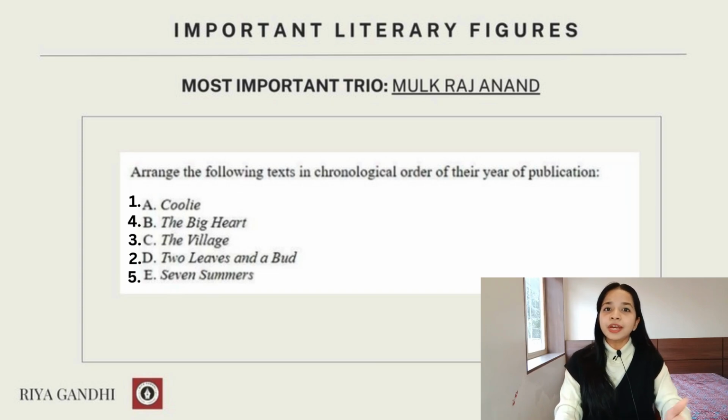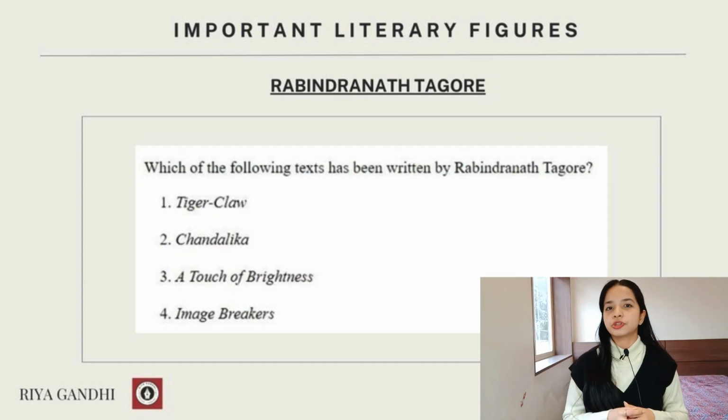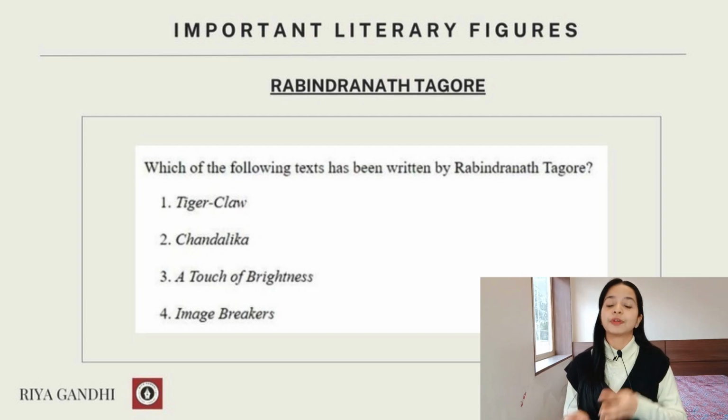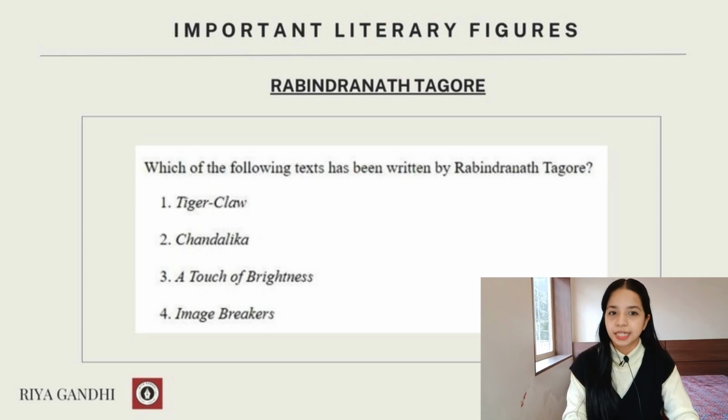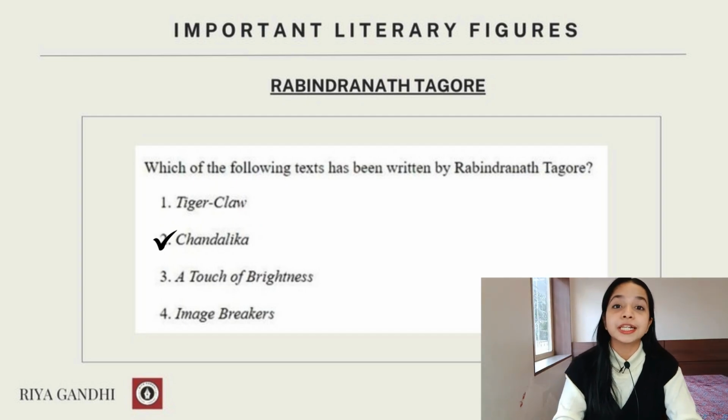Now, moving on to other important literary figures apart from this trio. Apart from this important trio of Indian English literature, you will also find questions repeatedly asked related to Rabindranath Tagore and his works. Very recently in this exam, a question was asked related to Tagore, which said that which of the following texts has been written by Rabindranath Tagore? The answer is Chandalika. So Chandalika is a play that was originally published in 1933.